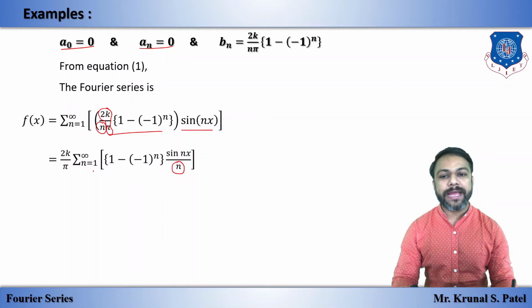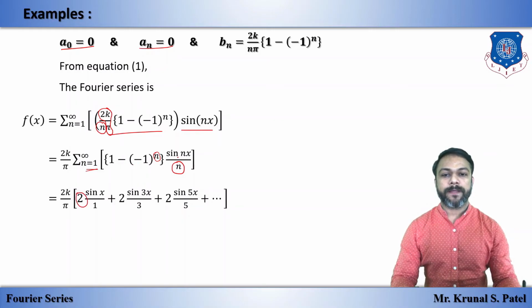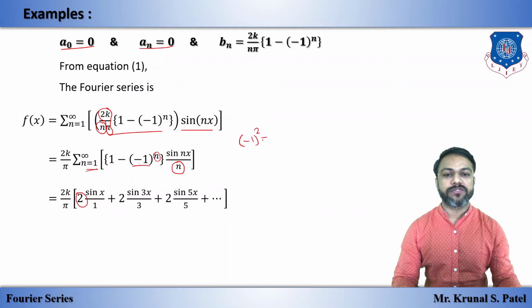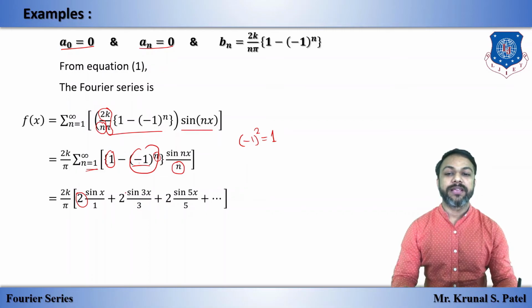Now we will put the values of n. First, n is equal to 1, so minus 1 raised to 1 is minus 1, so minus minus plus, 1 plus 1 is 2, and here 1 over 1, so it is 2 sin x by 1. If we put n is equal to 2, minus 1 raised to 2 is 1, so 1 minus 1 is 0, so the second term is 0. You can see directly 3, because n is equal to 3, so minus 1 raised to 3 is minus 1, minus minus plus, 1 plus 1 is 2, so sin 3x by 3.